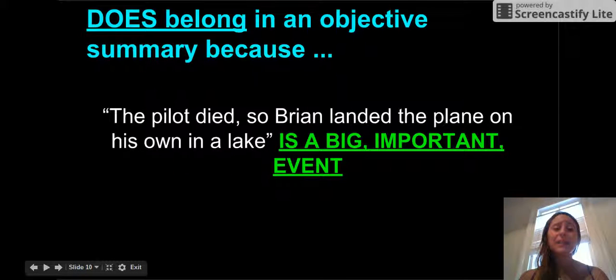This last one does belong in an objective summary. The pilot died, so Brian landed the plane on his own in the lake. That is a really big, important event. You'll notice that this one doesn't go into too much detail. It doesn't talk really specifically about what happened. It would also be okay if this said the pilot died from a heart attack or something like that. But see how it's not too specific? It really just hits on the big, important stuff. That is what belongs in an objective summary.